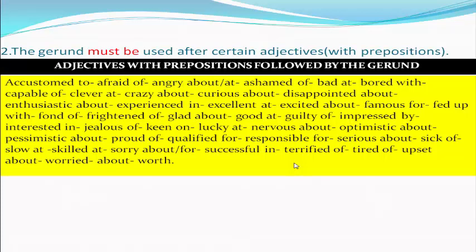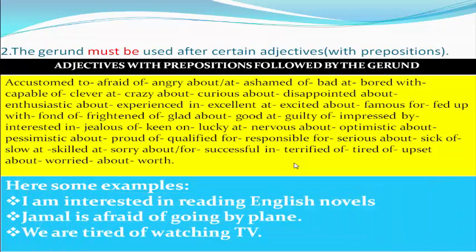I hope that the lesson is clear and well organized. So here we have some examples. I am interested in reading English. We have here interested in. This is an adjective with the preposition in, and this is the second verb, the verb read, and we conjugate the verb read in the gerund form.